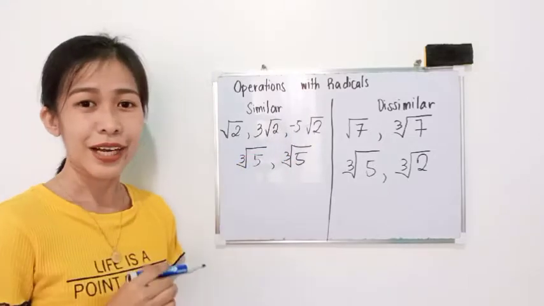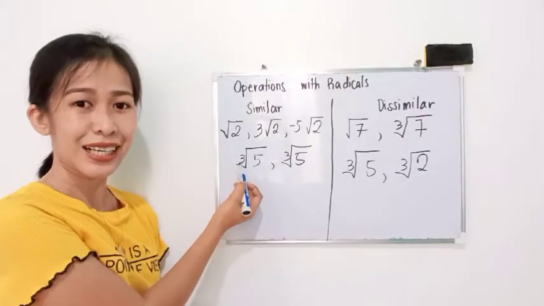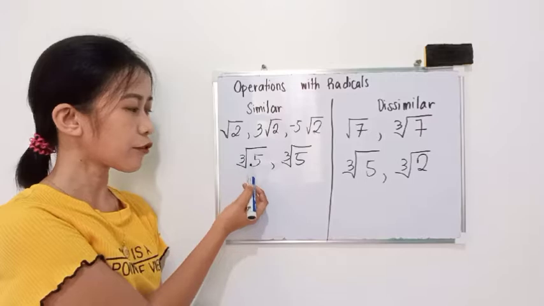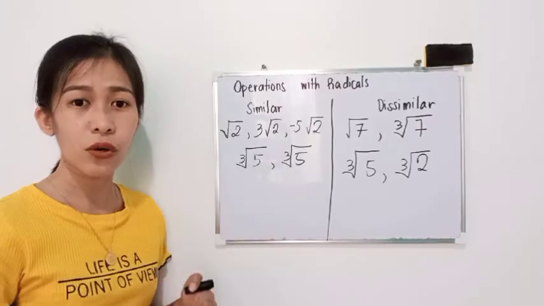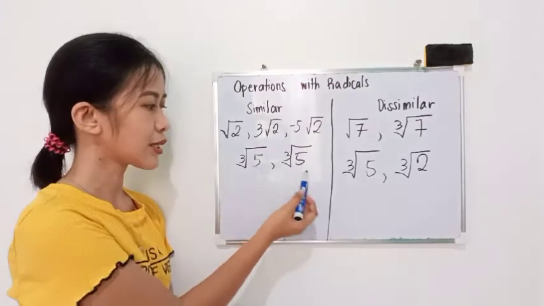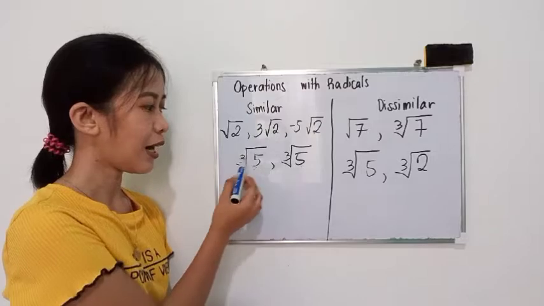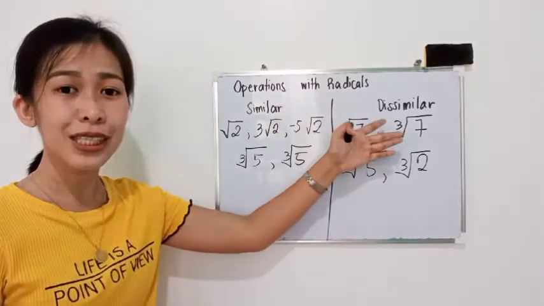Ayan. Alright? So, next naman, we have cube root. Since ito ay 3 ang nakalagay, we have cube root of 5 and cube root of 5. They are also similar radicals. Why? Because their radicands are the same and their index are the same. Alright? So, let's move on to dissimilar.